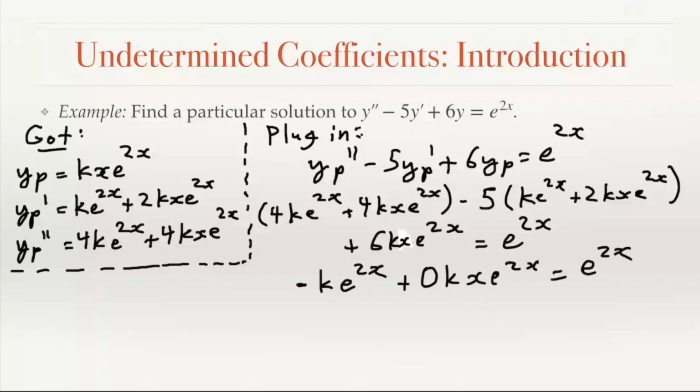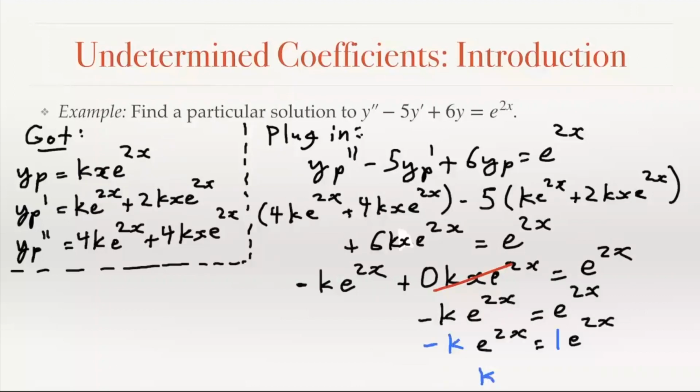So you can see what happens. The x e to the 2x part goes away. And what we wind up with is simply negative k e to the 2x is equal to e to the 2x, and thus negative k is equal to 1, equating coefficients.